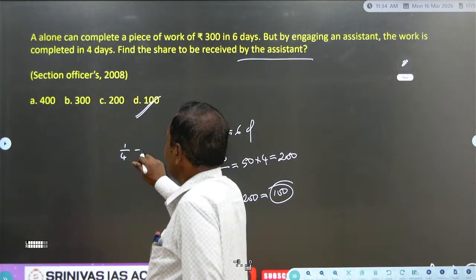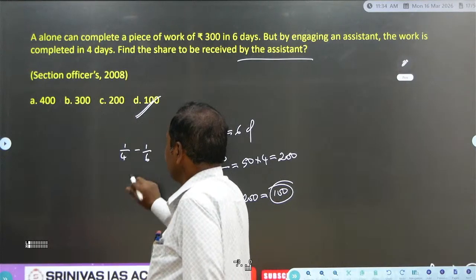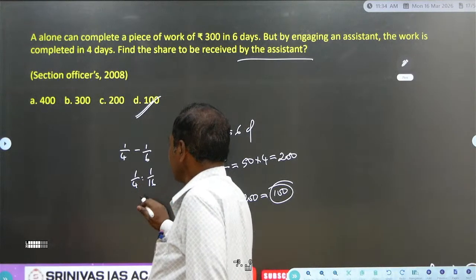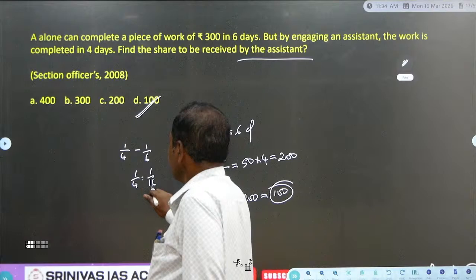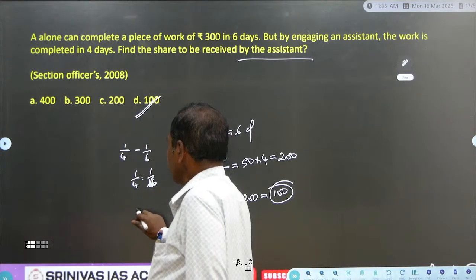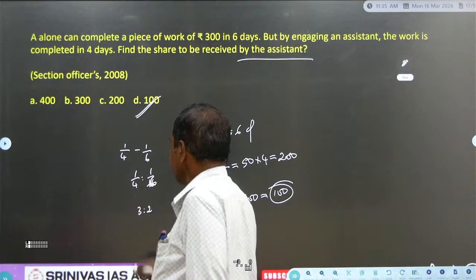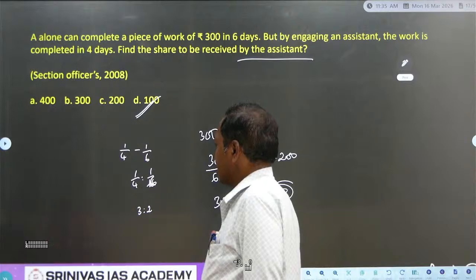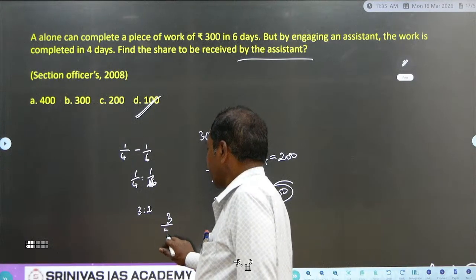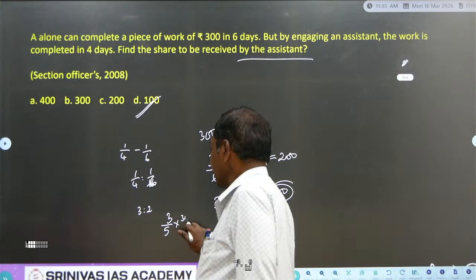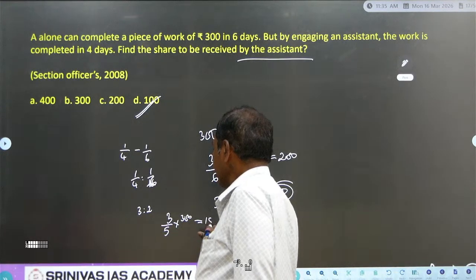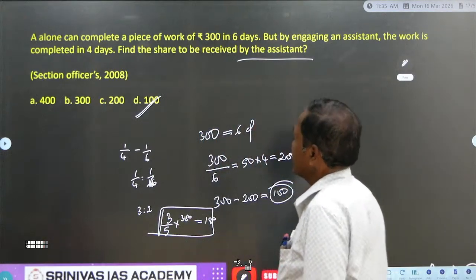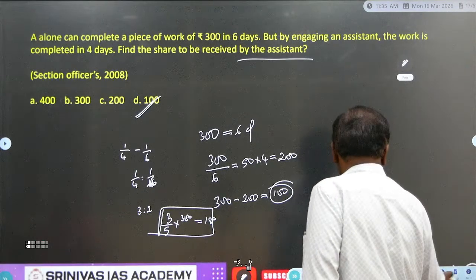1 by 4 minus 1 by 6. All right, I can take 1 by 4 is to 1 by 6. LCM 12, so 3 is to 2. 3 out of 5 into 300 is 180. Somehow it is not happening for me. Anyway, we'll see later on. Yes, next.